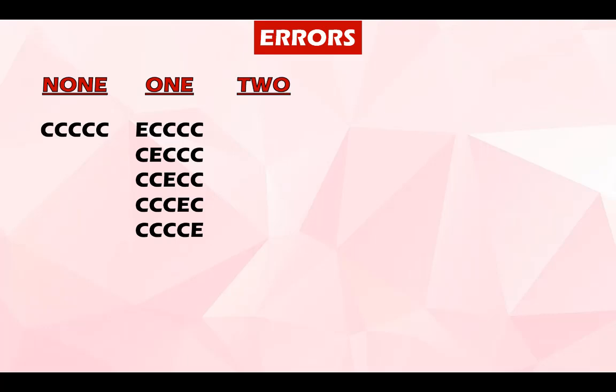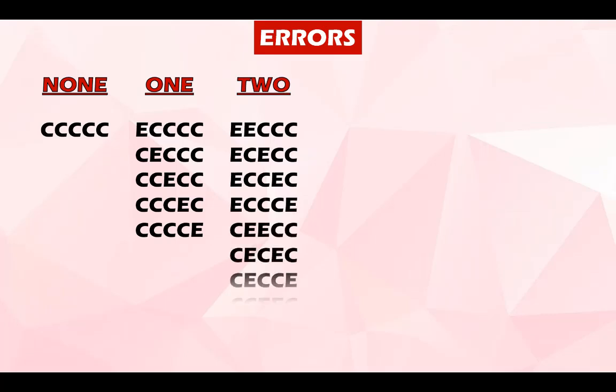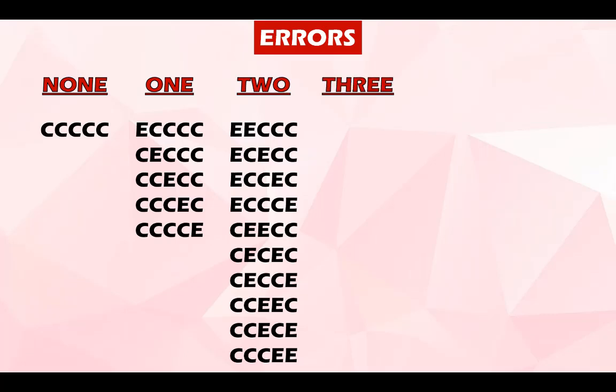Because now we have to put 2 E's in this string. So it turns out there's 10 different ways that 2 E's could be matched with 3 C's. So either the first 2 are errors, or the first and third, the first and fourth, the first and fifth, and so on. 10 different ways that the cashier could make 2 errors. Similarly, for 3 errors, there's also 10 different ways that could happen.